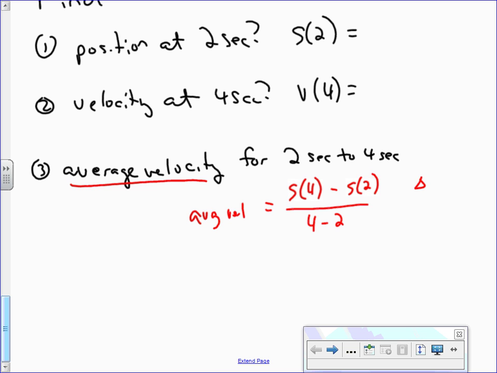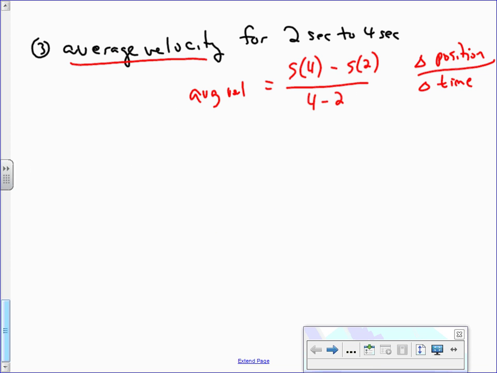So you just, how far did I go, divided by how long did it take me? So change in position over change in time. You don't actually use velocity to get this answer. Okay, but consider what units you get. What are the units in the numerator? Feet or meters, yes, and the denominator of the units are seconds. So everybody see? Okay. So that's how you find average velocity.